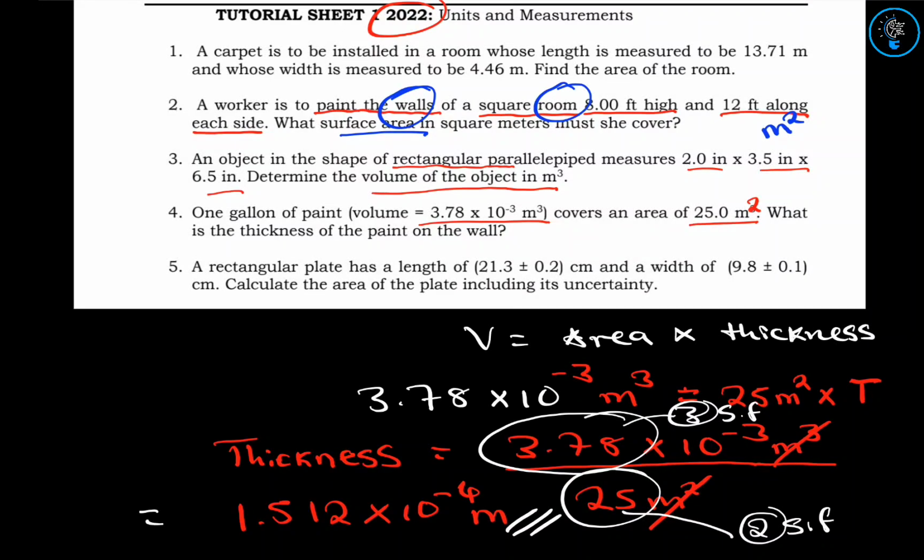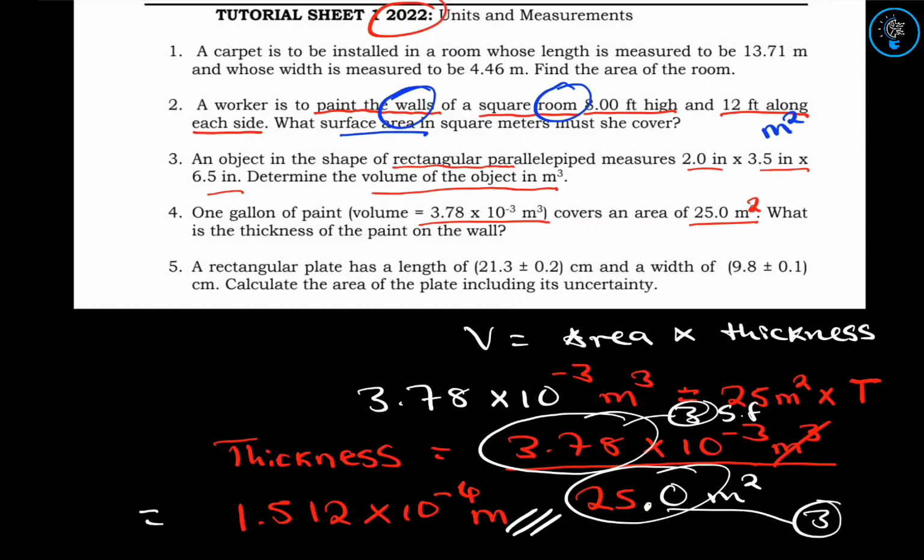You see that? But when you look at the question again, we are given not 25, we are given 25.0. So let's consider that. We are trying our best to get the correct answer, by the way. So when you consider that, then the denominator will have 3 significant figures. And our answer, this is a division operation, our answer must have 3 significant figures. So it will be 1.51. You end there. So that's how you answer a question of this kind.